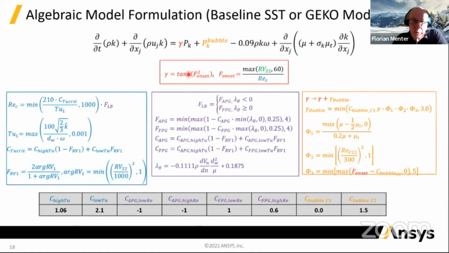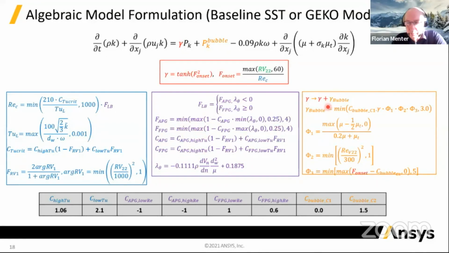Now, the way this new model is formulated, it was published maybe 3 months ago at the ETMM conference in Greece. So there's a paper on that. We multiply the Pk term in the turbulent kinetic energy equation by gamma. And the gamma is just an algebraic formulation of this onset function. And the onset function is, as I said, basically the vorticity Reynolds number divided by the correlation. And of course, then you need a correlation, which is given here, which is essentially 1 over Tu with some sophistication. Then there is an effect of pressure gradient, which comes from this lambda term here.